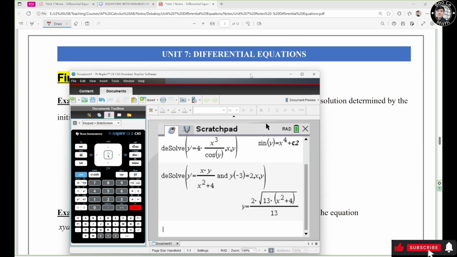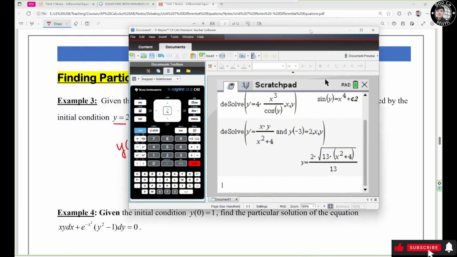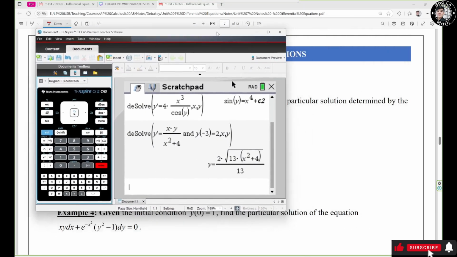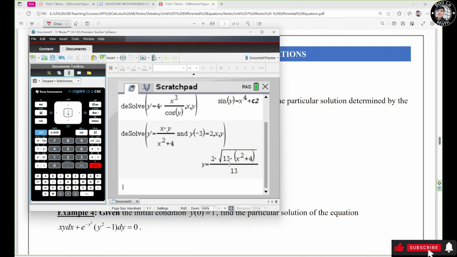Alright, and you observe that it's slightly different from our answer. It's just because you need to rationalize the square root of 13. So you just multiply the top and bottom by square root of 13, you will get this one.